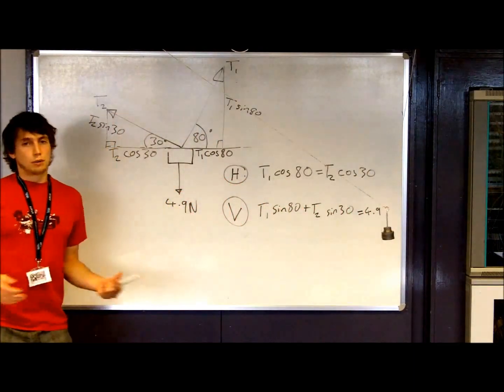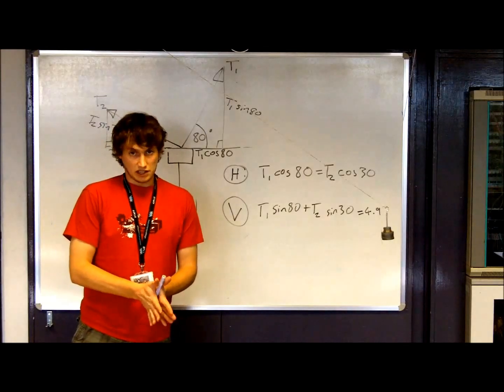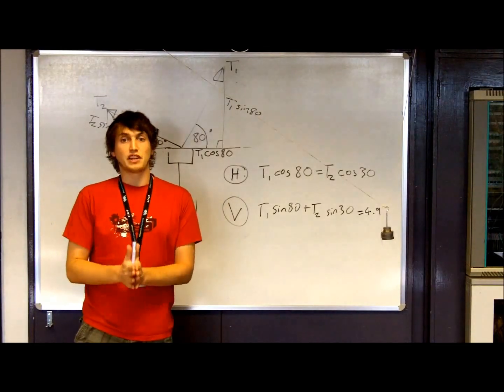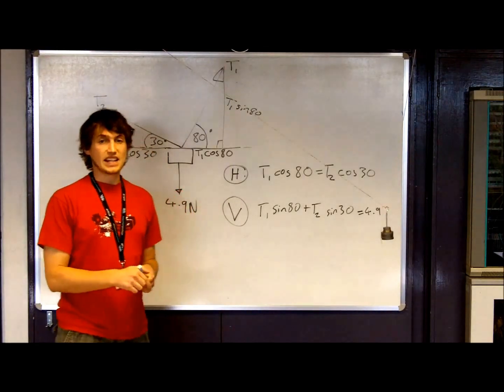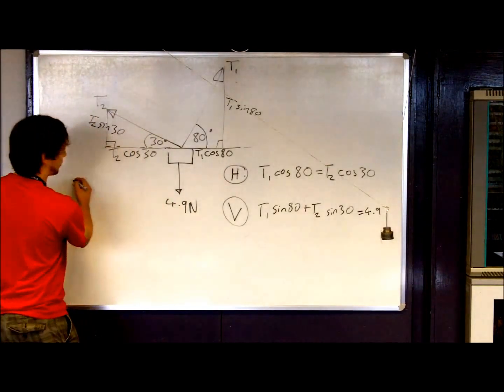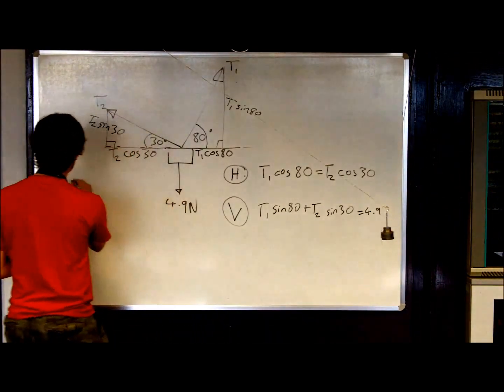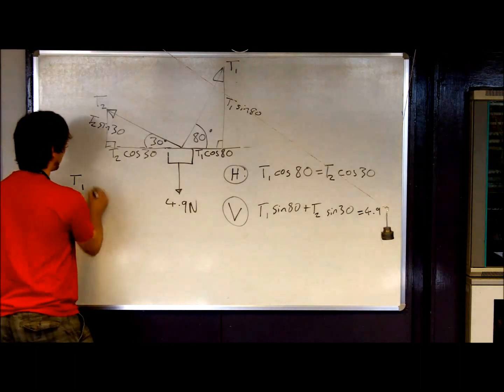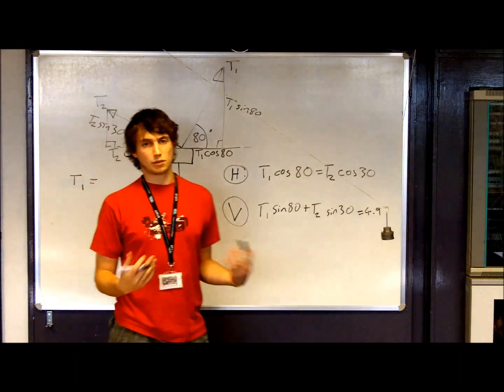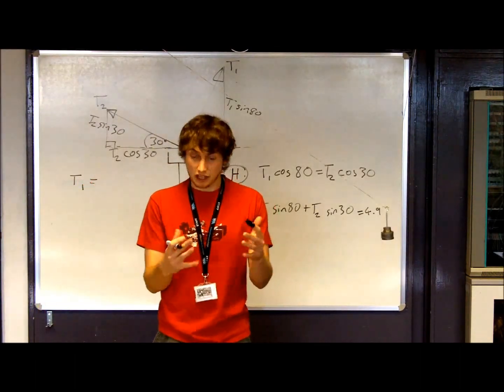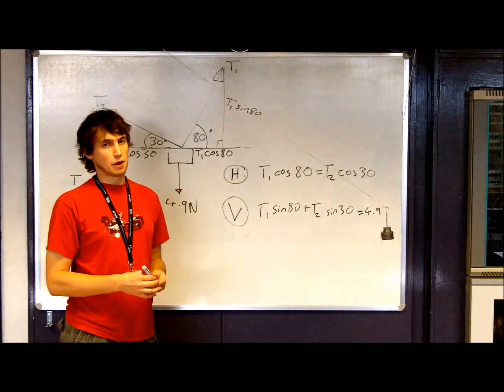Now, I'm not going to go through the whole problem. This is a set of simultaneous equations using trigonometry. I want you to pause the video and have a go. As a hint, I would go about getting an expression from H, making T1 the subject, and substituting into the other equation. That's how I'd start it. But have a go yourself, and we'll come back in a moment.